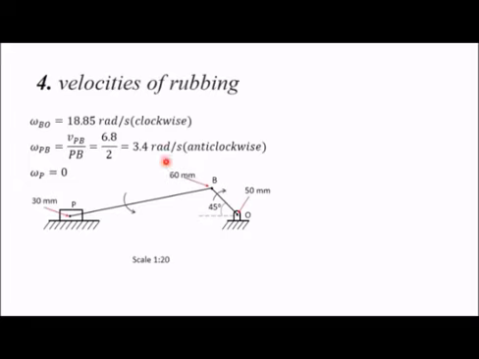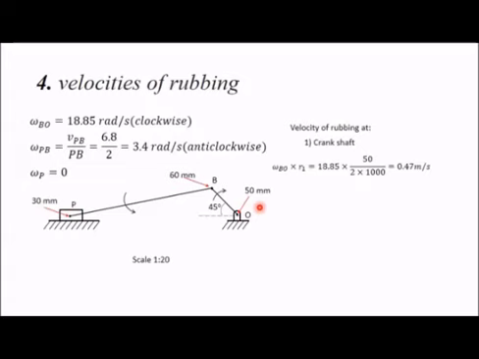Next, velocities of rubbing. Here we have to determine velocities of rubbing at points O, B and P. Now diameters of pin are given. Here pin diameter is 50 mm, here pin diameter is 60 mm, and here pin diameter is 30 mm. Now velocity of rubbing at first point, at crankshaft. We know that velocity of rubbing is angular velocity into radius of pin.